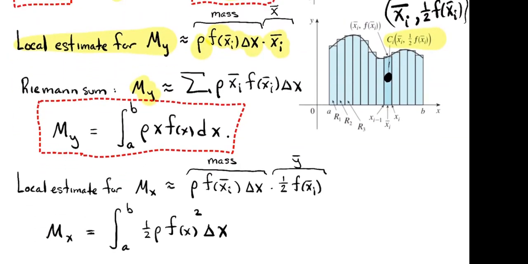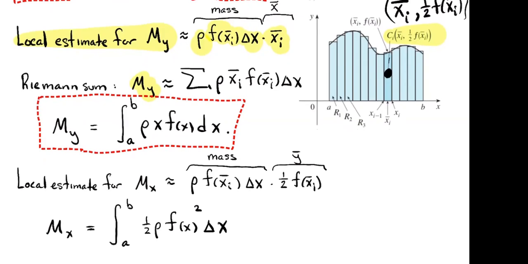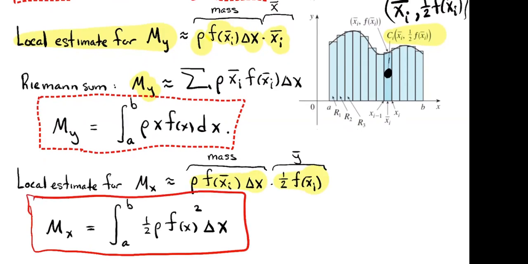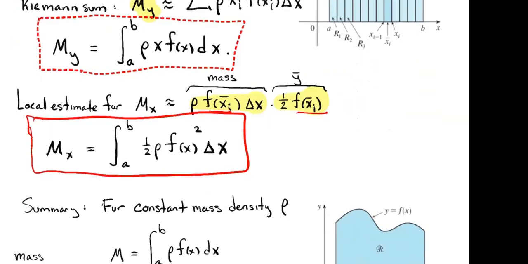If we wanted to make a local estimate for the moment about the x-axis, I'm going to think the same thing. I'm going to take the mass, it's the same as above, but I multiply it by the y-coordinate of the centroid. That's our 1/2 f of xi bar. So I didn't write the Riemann sum this time, but there's your integral. You want to find the moment about the x-axis, then you integrate from a to b 1/2 of rho times f of x squared. Where does the f of x squared come from? It comes from one factor of f of x there and the mass, and the other factor from the centroid.